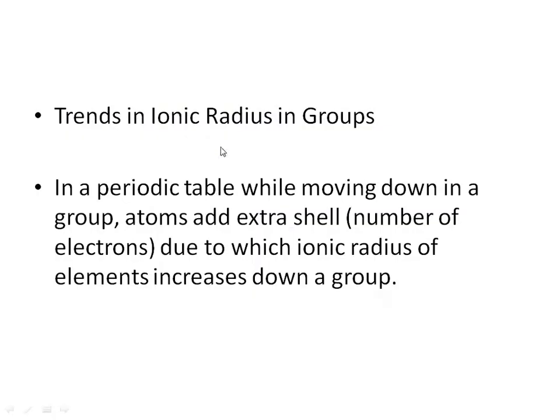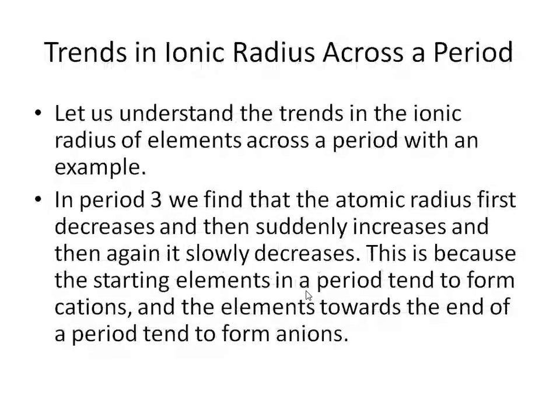The trends in ionic radius in groups. In the periodic table, while moving down a group, that is from top to bottom, atoms add an extra shell. Down the group, the electrons increase, due to which the ionic radius of the element increases down the group. So as we go down the group, the ionic radius goes on increasing.